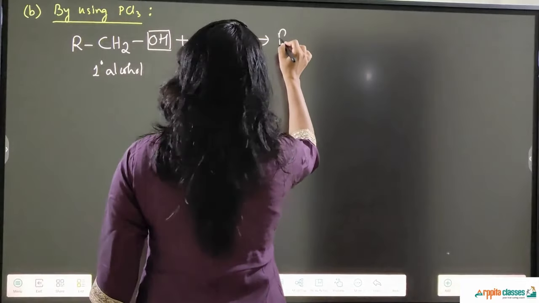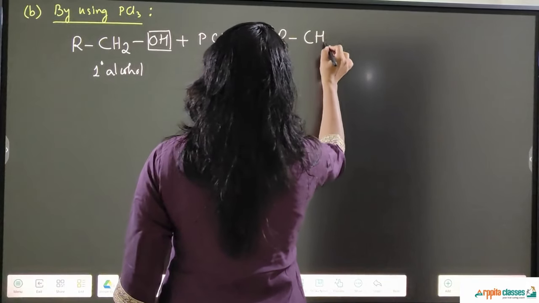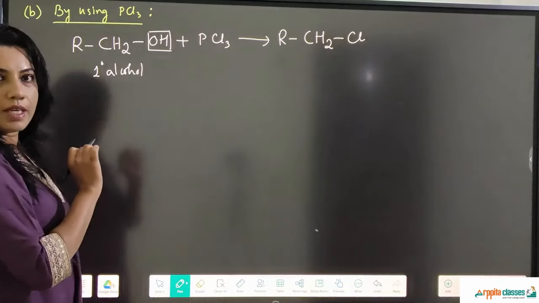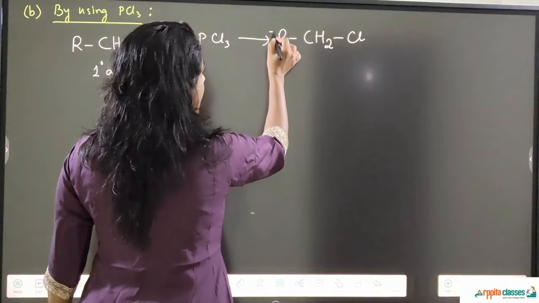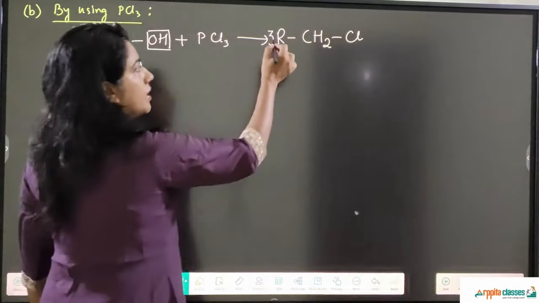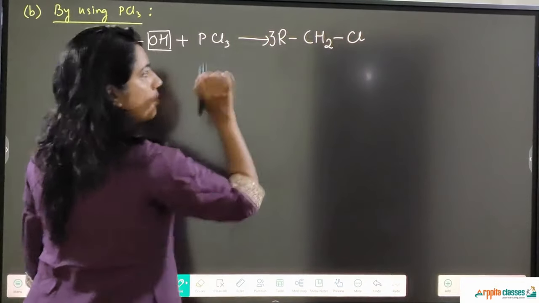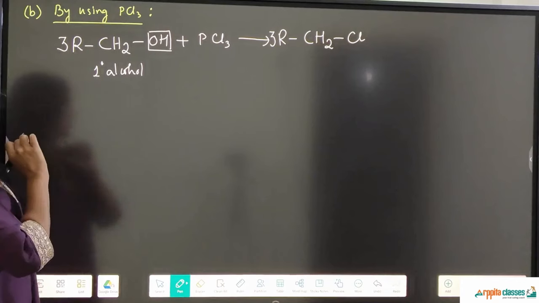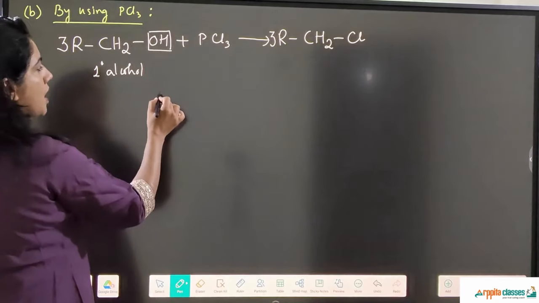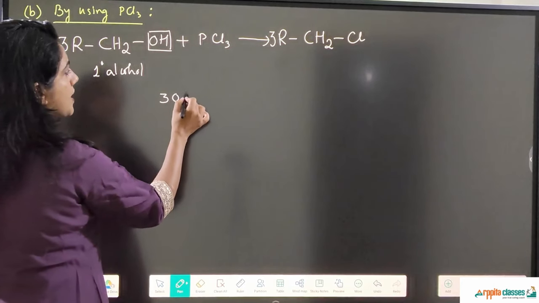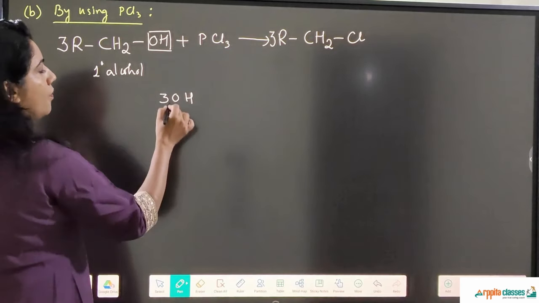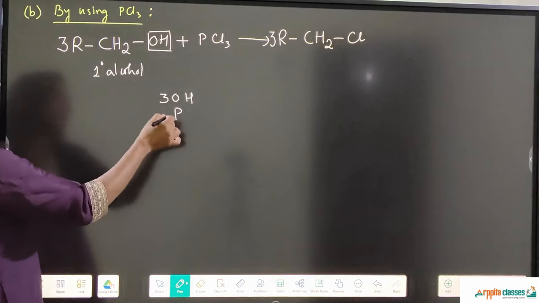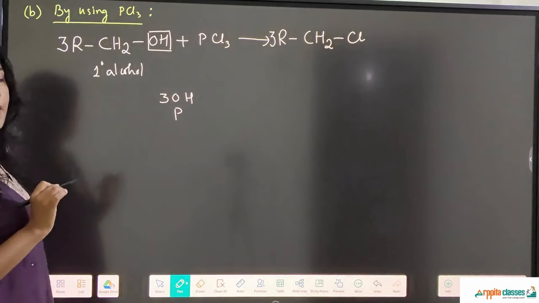So you will be getting RCH2Cl. Now see, here 3 chlorines are there. If I have to balance this, it will be 3 chlorine, but again the RCH2 part has become 3, so I will add 3 over here. Now see, this OH is coming out. That means 3 OH has come out from here and 1 P has come out from here.